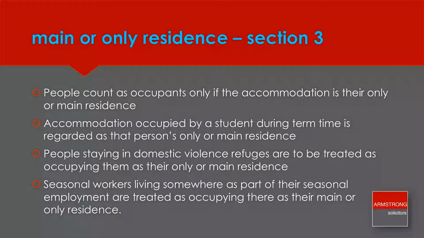People staying in domestic violence refuges are also to be treated as occupying them as their only or main residence. I'm aware of some letting agents who will have a tenancy agreement with charities who provide refuge to people at short notice, and they're going to have to be careful as to whether or not an HMO is created here. If you have 3 separate people living in one of these houses, then you do actually have an HMO. And finally, not a massively common thing I suspect in Northern Ireland, but seasonal workers living somewhere where the employer has stipulated as part of their seasonal employment are treated as occupying that place as their main or only residence.